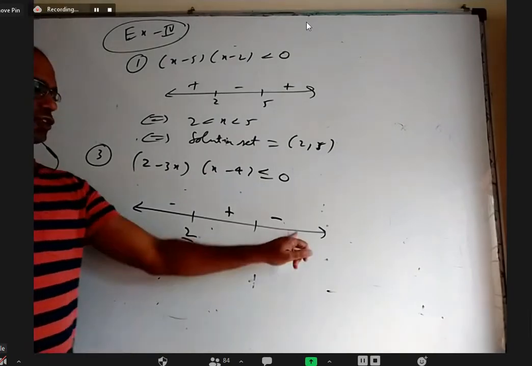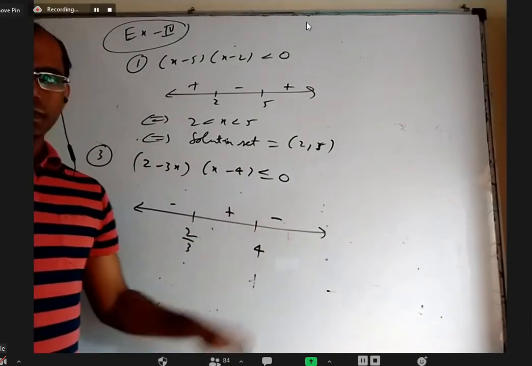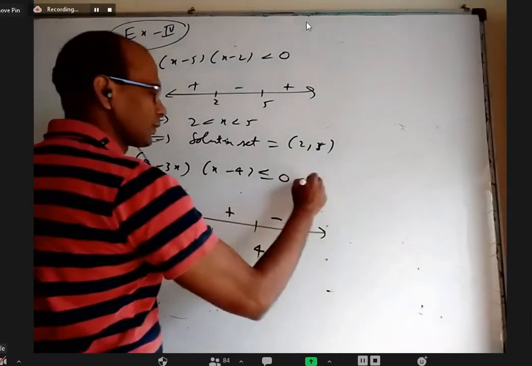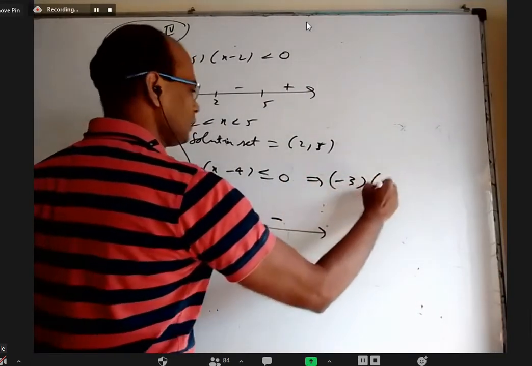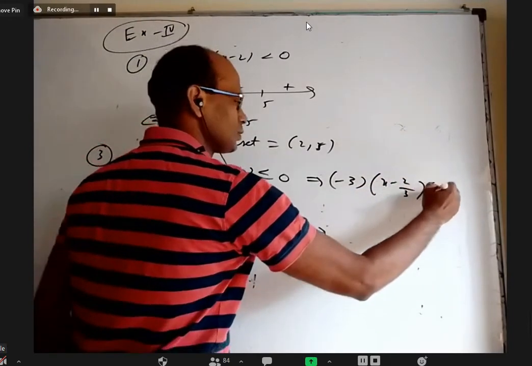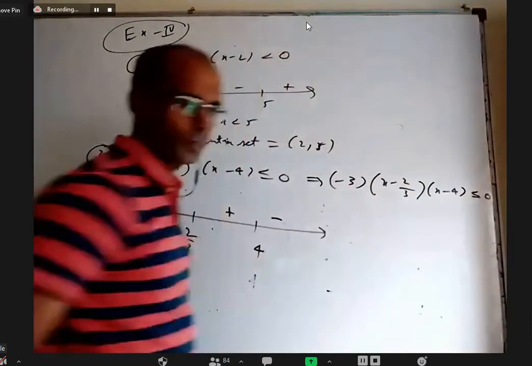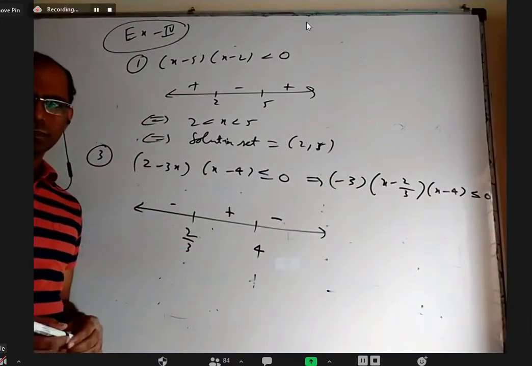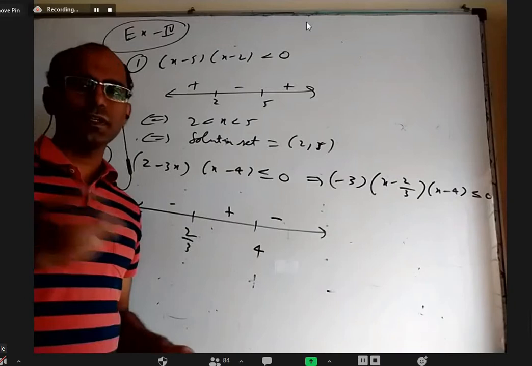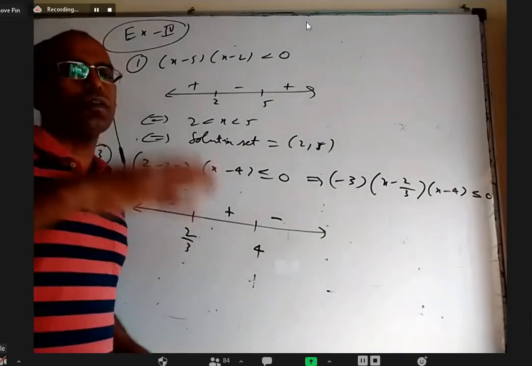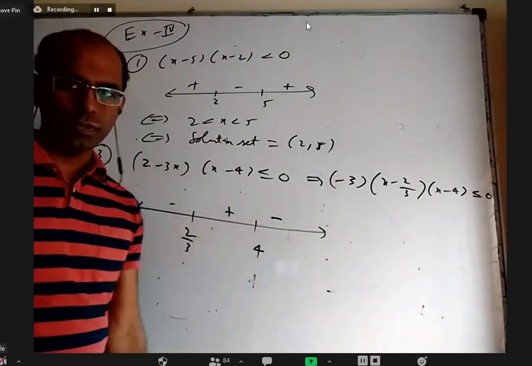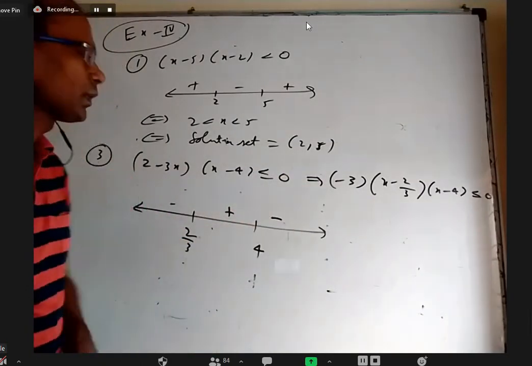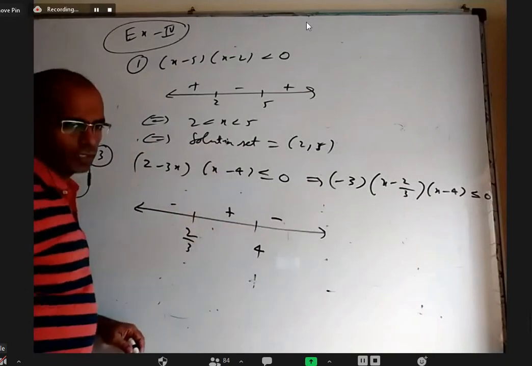So we cannot just assume always the rightmost will come positive. That is because here, if you actually take minus 3 common, you can see this. Minus 3 if you take common, (x minus 2 by 3)(x minus 4) less than or equal to 0. Because of that negative number, the signs have changed. If you just take (x minus alpha)(x minus beta)(x minus gamma)(x minus delta), always the last right side will be positive one. But if some negative number is there, it can change the sign. So we have to be a little aware of that, otherwise not an issue.